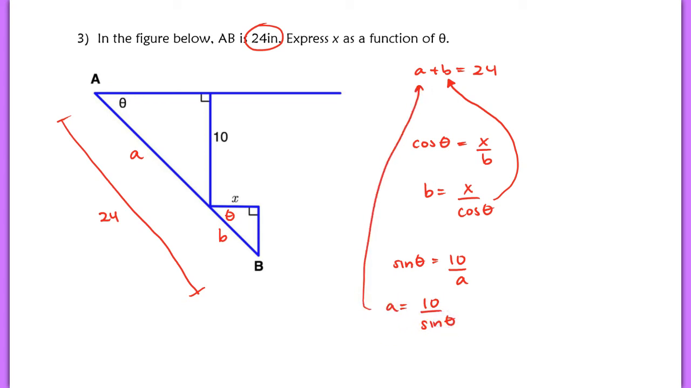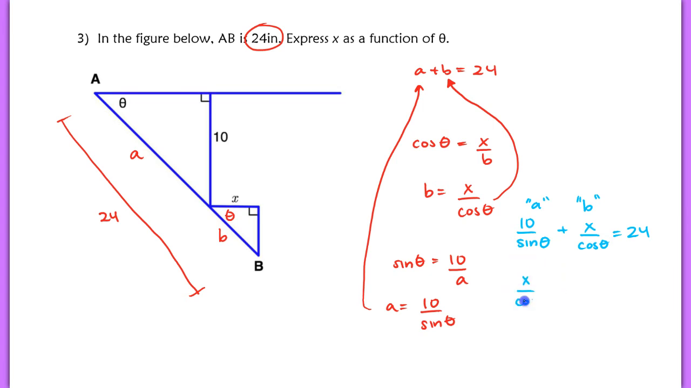Okay, so now I have a completely new equation. I have 10 over the sine of theta, which is a, plus x over the cosine of theta, which is the b that I just substituted in there, must equal 24. So I'm going to solve for x now, because then I'll have x in terms of just theta.